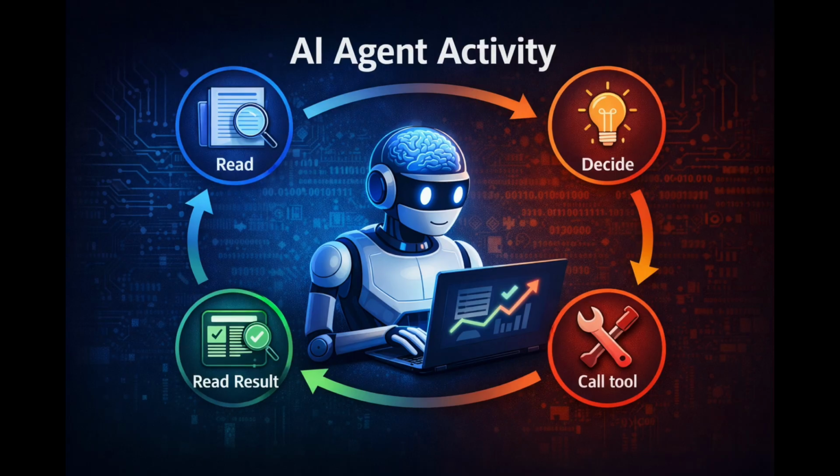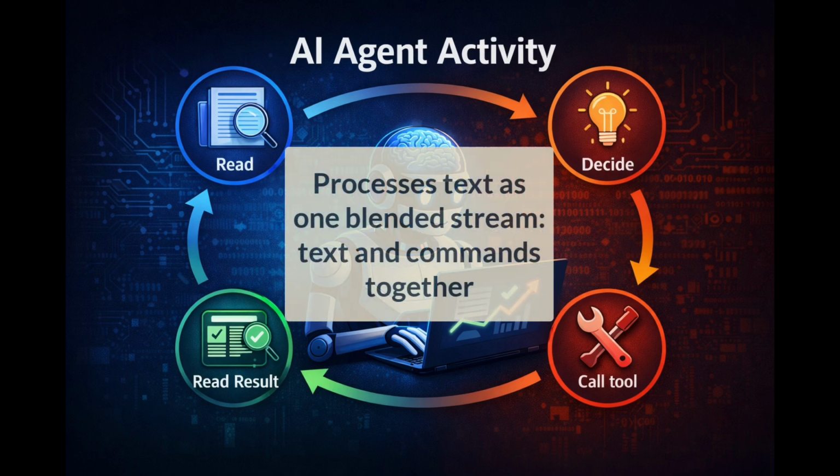Let's define the moving parts in plain terms. A large language model, an LLM, is trained to do things like summarization, translation, drafting, Q&A, and code writing, but it doesn't understand content like a human, and critically, it doesn't naturally separate instructions from data. It processes text as one blended stream.